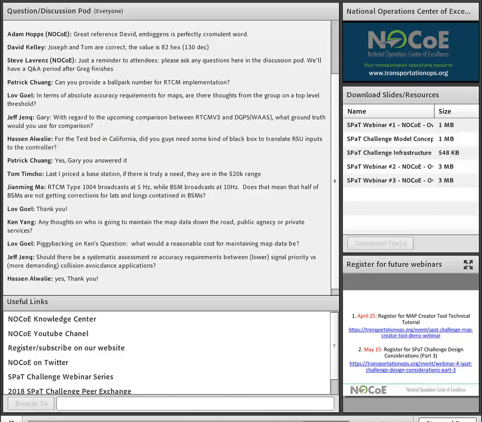Okay. Yeah, it sounds like there's not a pressing need for significant investment in base stations outside of what's already out there. But in the event that there is truly the need, as this individual commented, it's good to know that there's that range. So, okay.